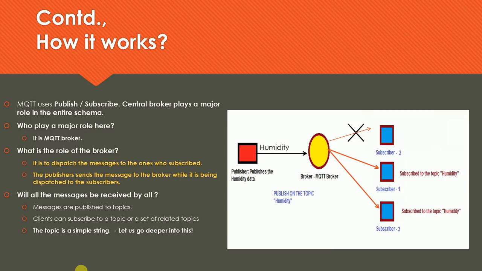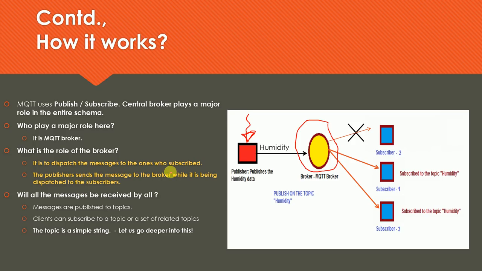Now what is it? How does it work? There are many important players in this MQTT protocol, but there is a very important player by the name of central broker. You can see that here there is a central broker. What is the role of the broker? This broker is used to dispatch messages to the one who needs them. Simple. Now I have a publisher here. Who is a publisher? A node which wants to send data to the cloud, and from there to the subscriber.